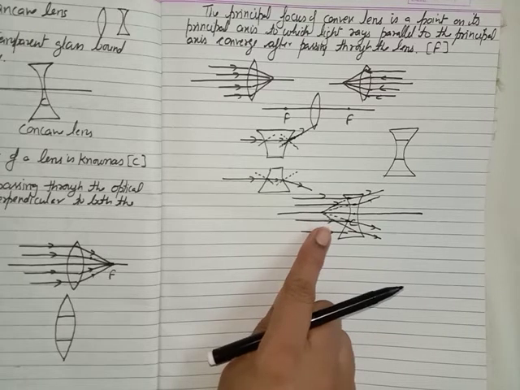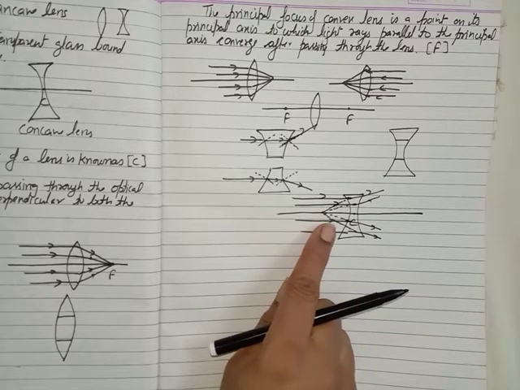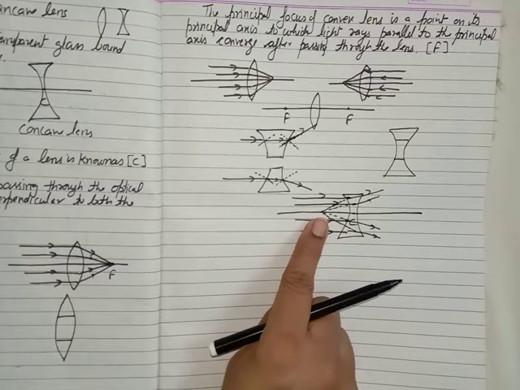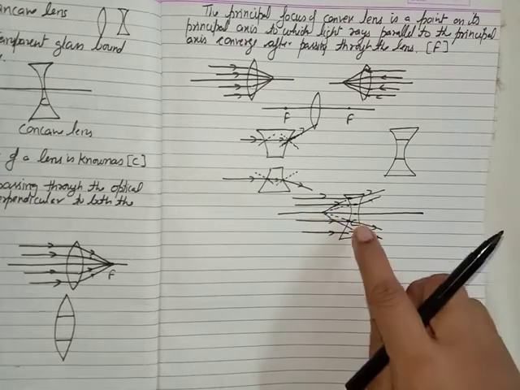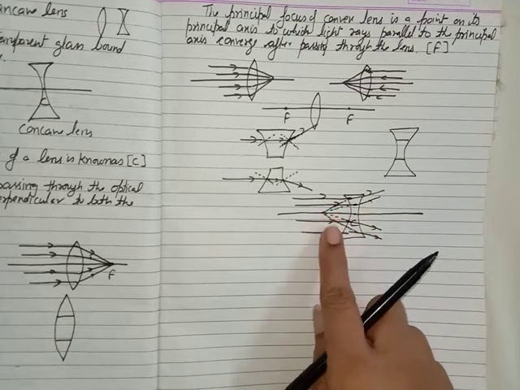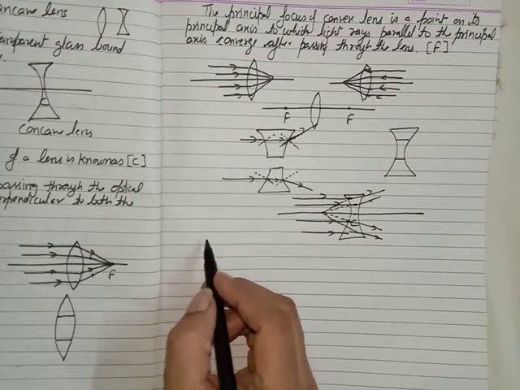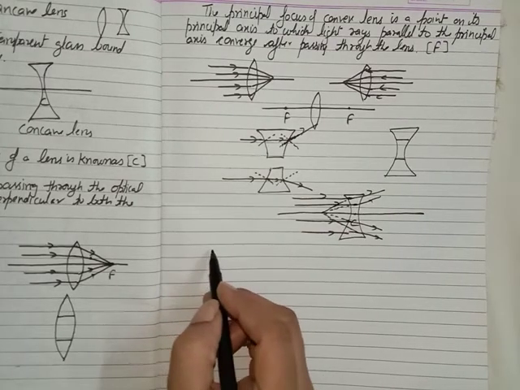And what about the principal focus of the concave lens? It is a virtual focus. We know that the light is not actually passing through this point. It appears that this light is diverging from this point. So this is the virtual focus of the concave lens. Now you can write the definition of the principal focus of the concave lens here.